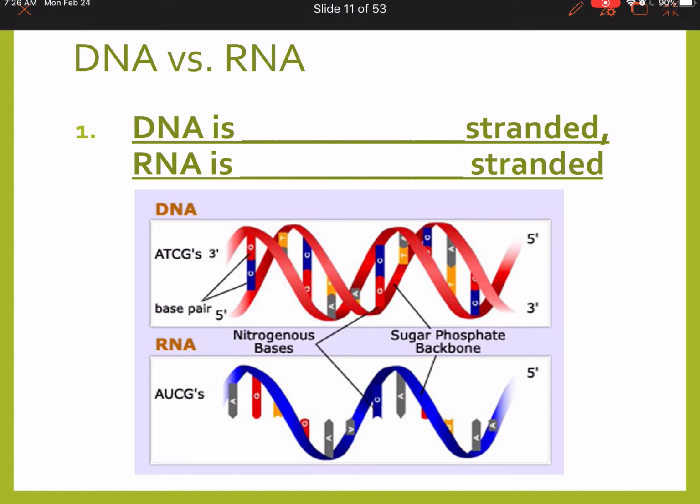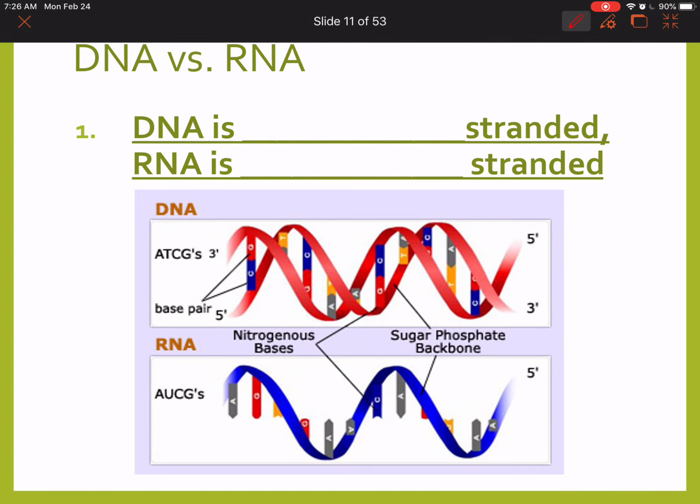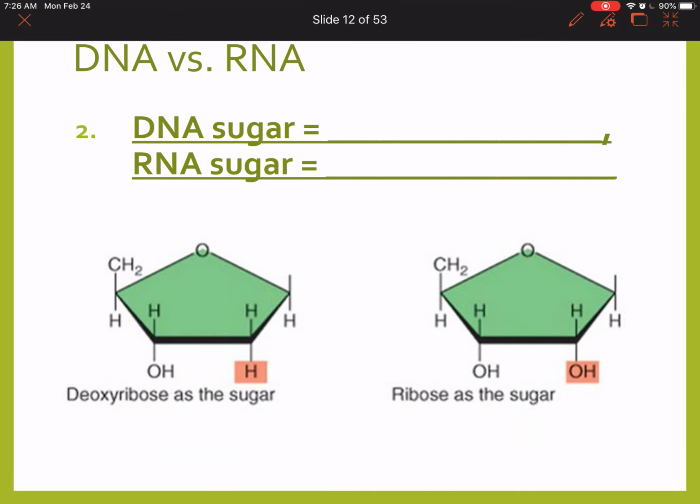There's 3 differences you need to know. The first is the number of strands. DNA is double-stranded. RNA has just 1. So DNA is 1, 2 strands. RNA, very lonely, 1. Right? So pretty obvious difference there. It's big.